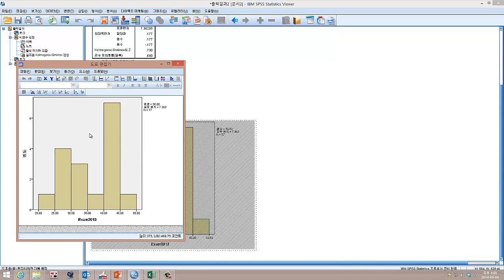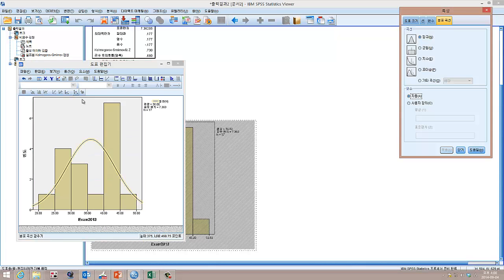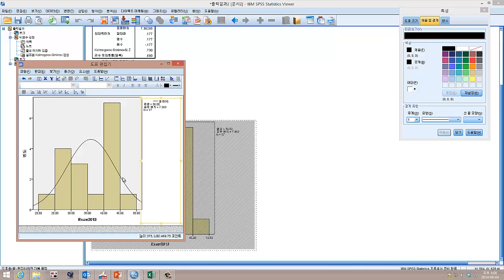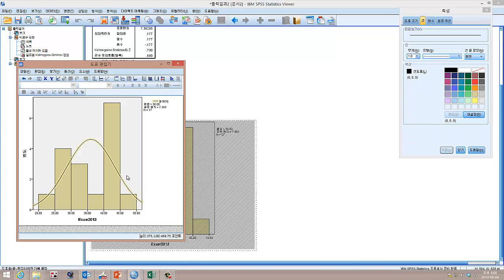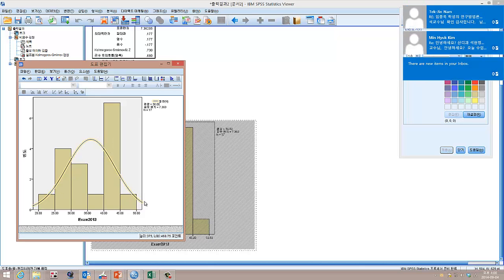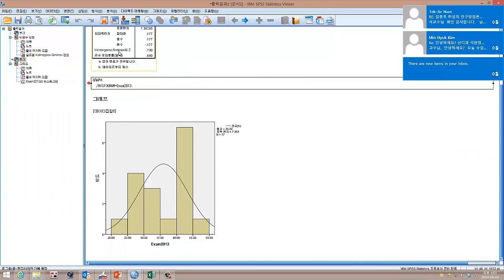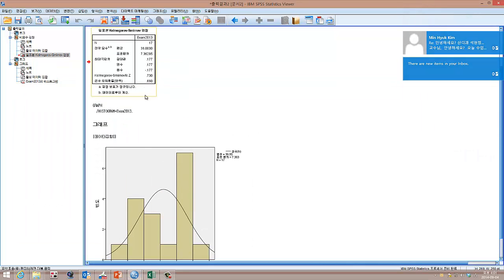And let me draw a line. So this line is the normal distribution. The curve fits to normal distribution, and the histogram doesn't really support this shape, but statistically it is not different from this curve. That's what this data is saying.